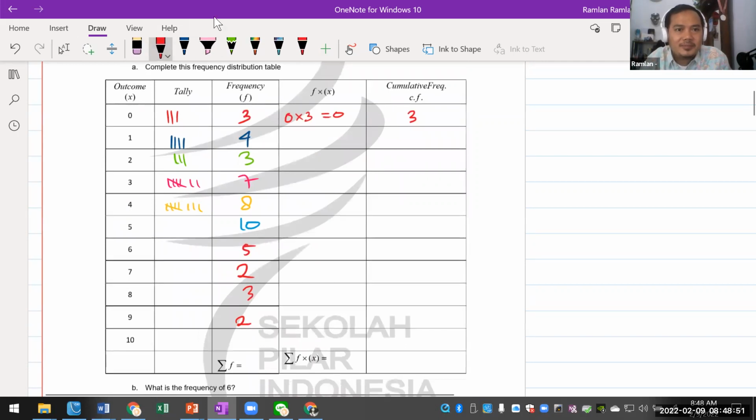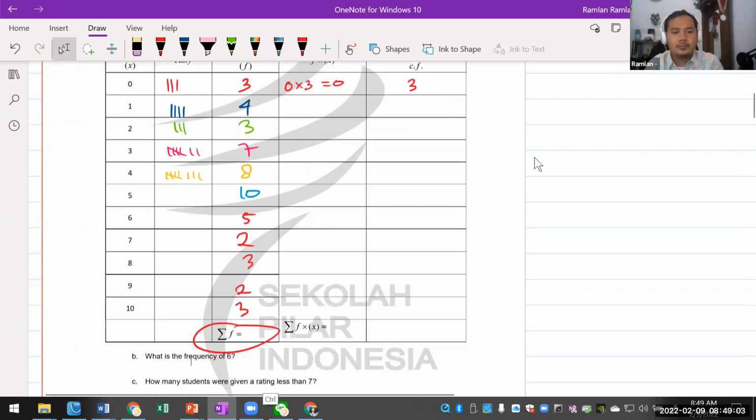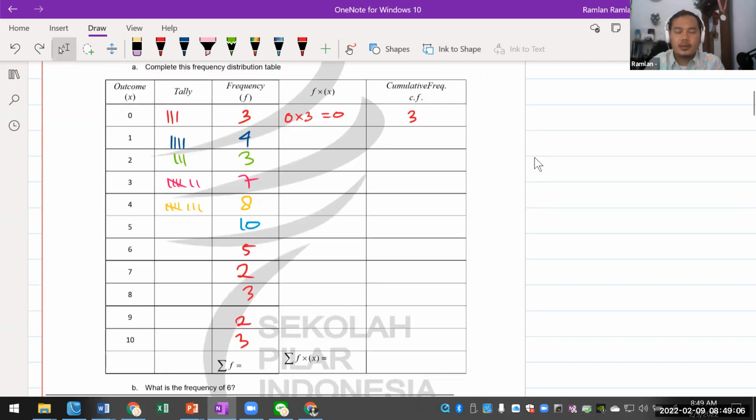Okay, so I have filled this for you guys. I have helped you for this one. And your job now is to fill the others. You fill this one here. This one is just the total of the frequency. You only need to add all of these numbers. Again, please use the calculator because it's going to help you a lot. And then just write down the total here.